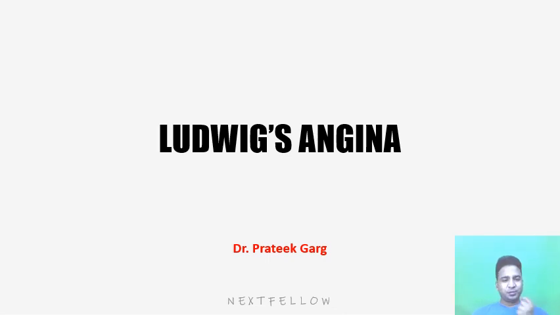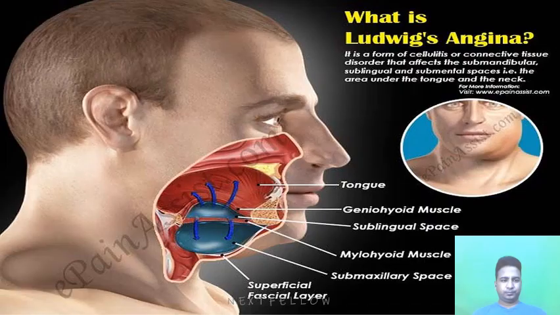Hello everyone. So today's topic is Ludwig's angina. First, let's try to understand what Ludwig's angina is and what space is involved in it. It's a form of cellulitis which mainly involves the submandibular space.